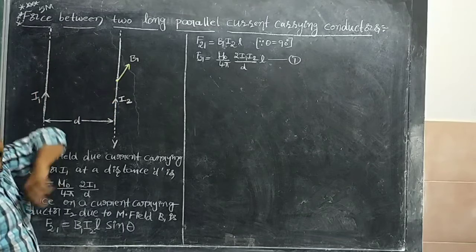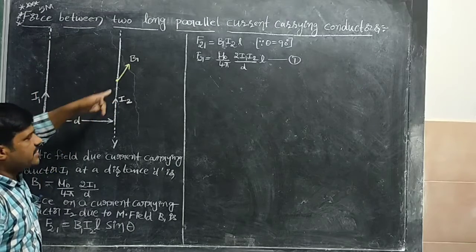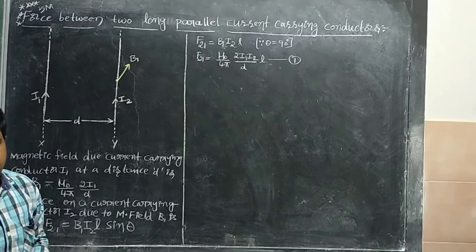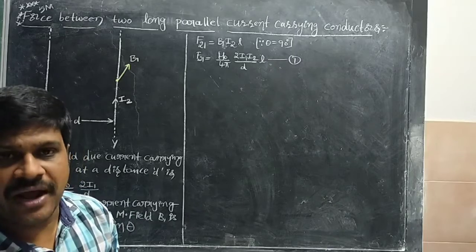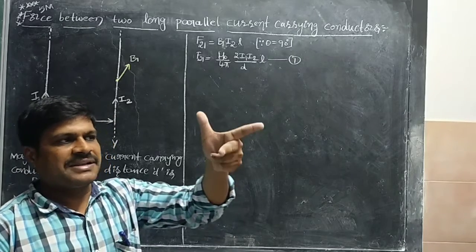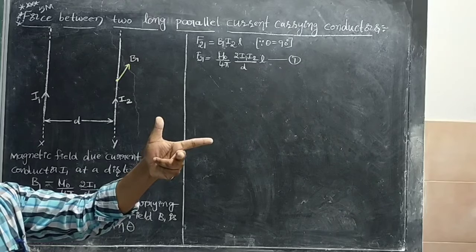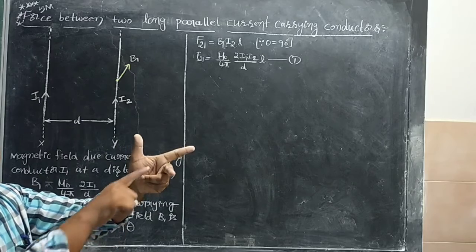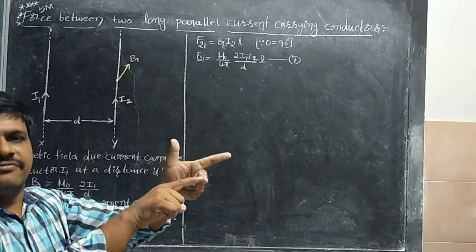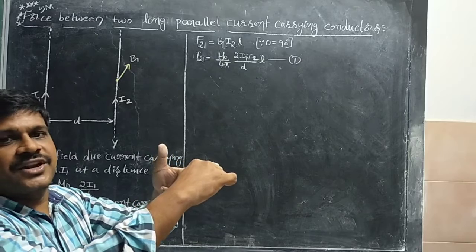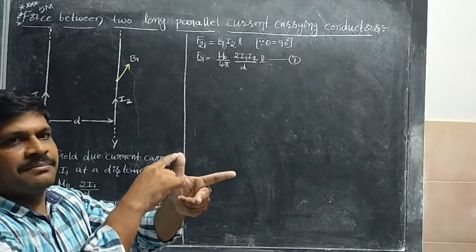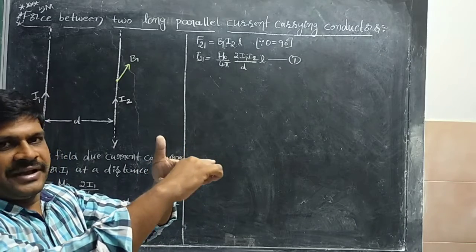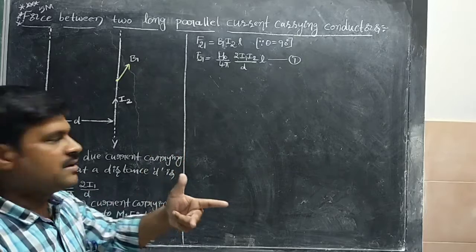Dear students, here current is flowing in the upward direction and the magnetic field is inward to the board. Then what is the direction of the force on the second conductor due to the first? By using Fleming's left hand rule we find the direction of force. We stretch the first three fingers so that they are mutually perpendicular to each other. The middle finger gives the direction of current, the forefinger gives the direction of magnetic field, and the thumb gives the force. Once again, middle finger is current, forefinger is magnetic field, thumb is force.